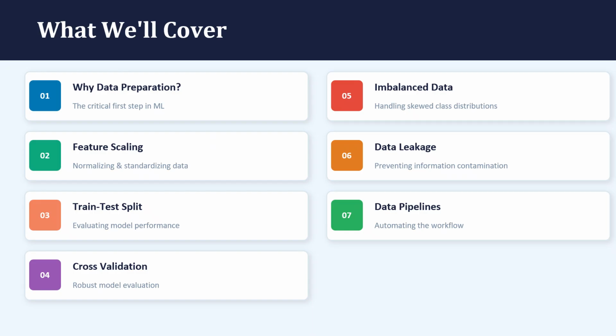This slide will give an overview of all the 7 topics in this presentation. Each topic builds upon the previous one, forming a logical workflow for data preparation. We start by understanding why data preparation is necessary, moving to specific techniques: scaling, splitting, validation, addressing the common challenges: imbalanced data, leakage, and finish with how to automate everything using pipelines. This structure mirrors the real-world ML project workflow.